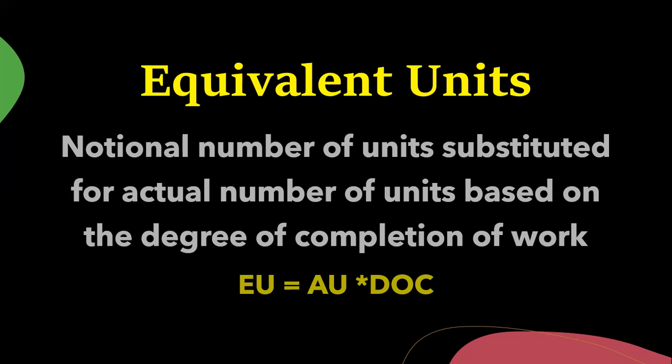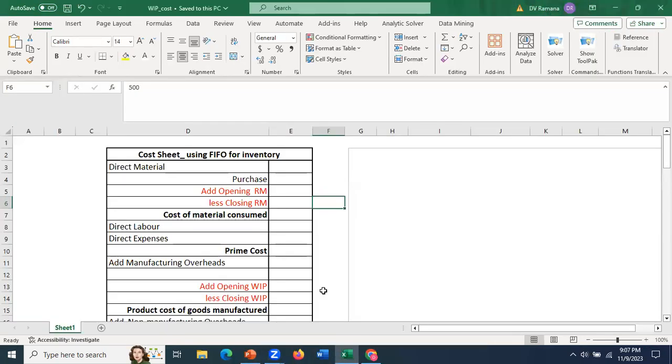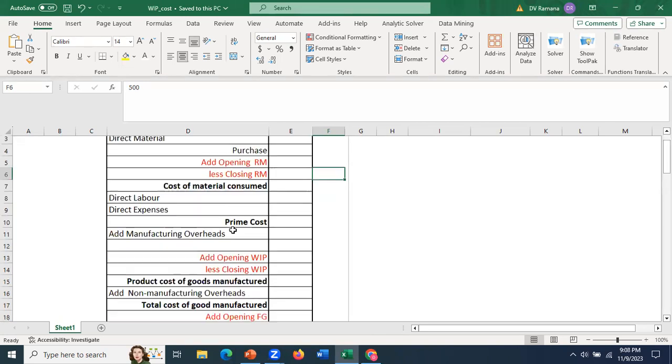So let us understand the impact of equivalent units along with the impact of the other inventory on the cost sheet. Whenever you see, inventory of raw material will affect the cost of material consumed. Cost of material consumed is purchases during the period, add opening stock of raw material, minus closing stock of raw material.